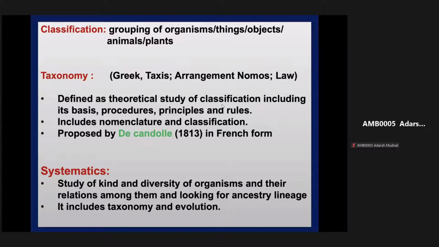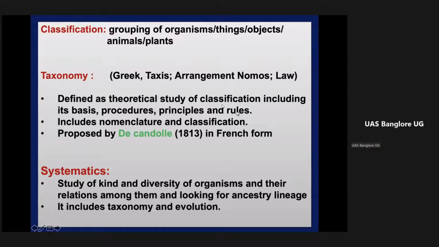It is the theoretical study of the classification, including its basis. On what basis are we grouping them, or on what basis we are classifying them, and what are the procedures that we are following, and there are principles and rules. Okay, I'll come to that. Why do you want to have principles and rules? It is for naming. So what does taxonomy include? It includes nomenclature and classification. Nomenclature is nothing but giving names. So that is where you have to follow the rules.